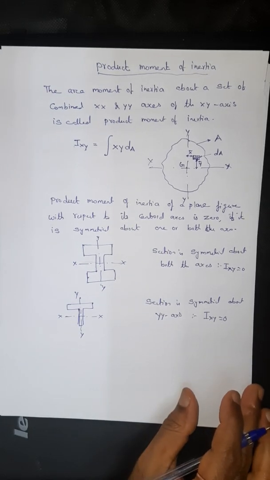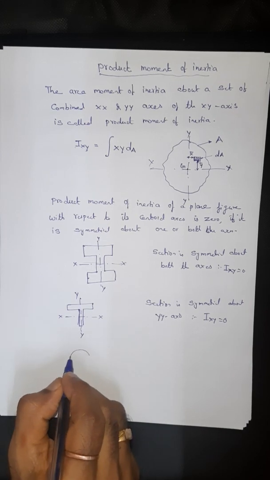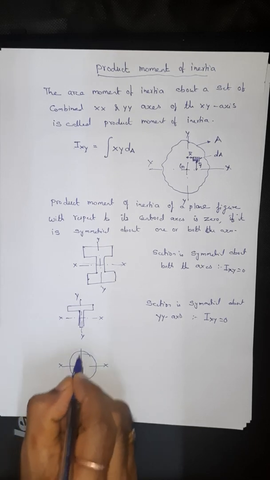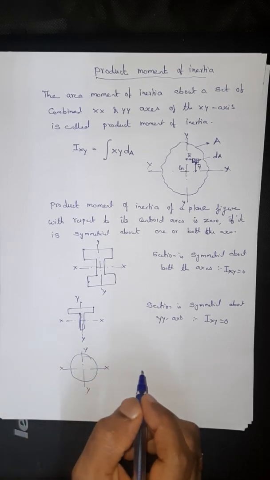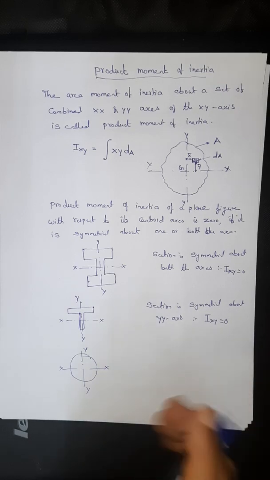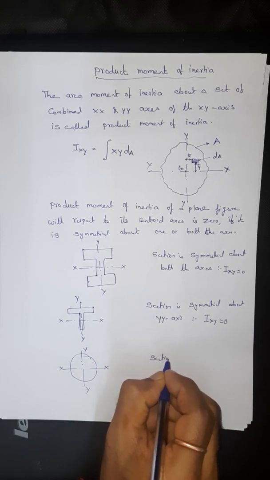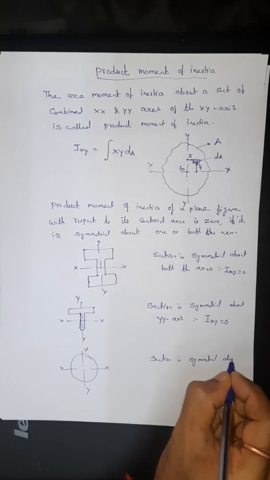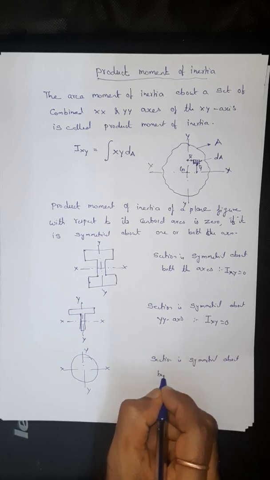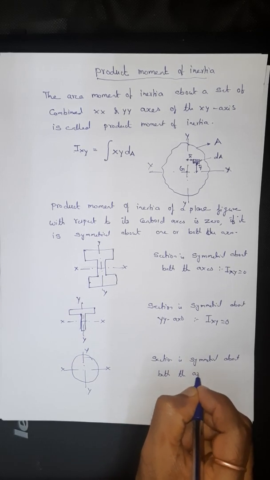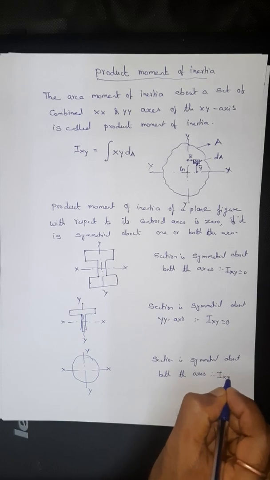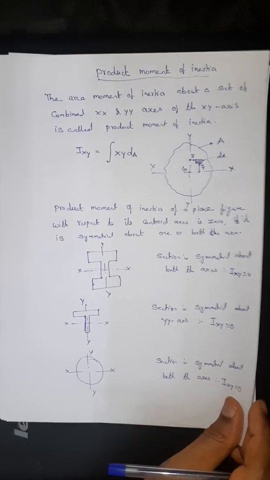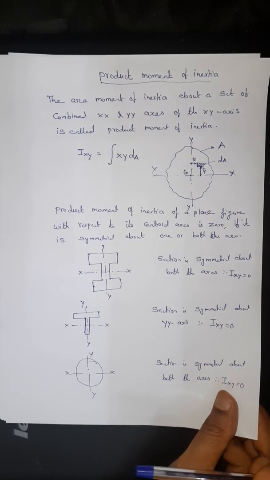Right. Suppose it is a circle, with x axis and y axis. Both the axes are symmetrical, isn't it? So the section is symmetrical about both the axes. Therefore, the product moment of inertia is equal to 0. So if it is a square or a rectangle, it is symmetrical, right?